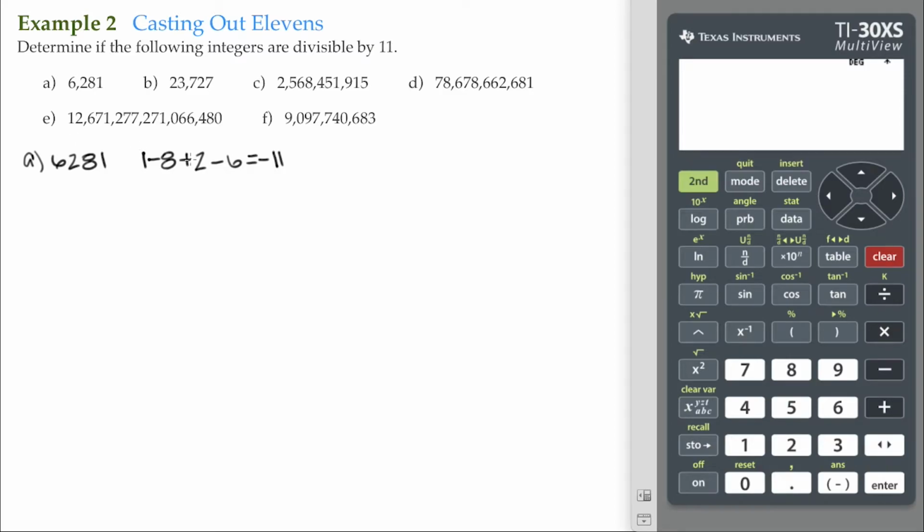Now if we look at this, let's do it like this. We'll do 1 plus 2 minus 8 minus 6. And then if we wrote it as 1 plus 2 minus 8 plus 6. It's all saying the same thing. This is still negative 11. But writing it like this, we could expedite our work a little easier. So let's take a look at B.